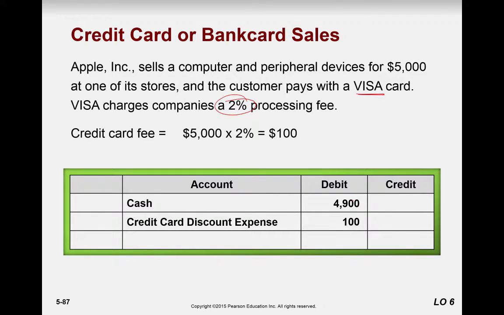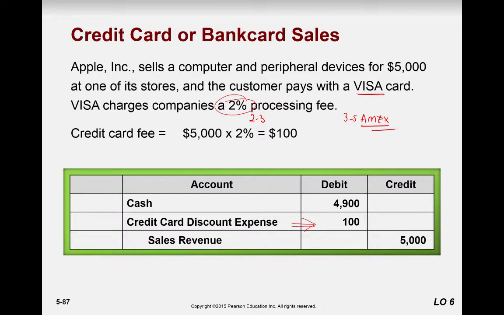So basically we're going to get the $4,900 because the Visa isn't going to give us the full $5,000, because they're going to take their fee out of it. So this is just common practice. American Express is probably the most notorious for charging. I would say 2 to 3% is about common for Visa and MasterCard. 3 to 5 is for American Express in my experience.